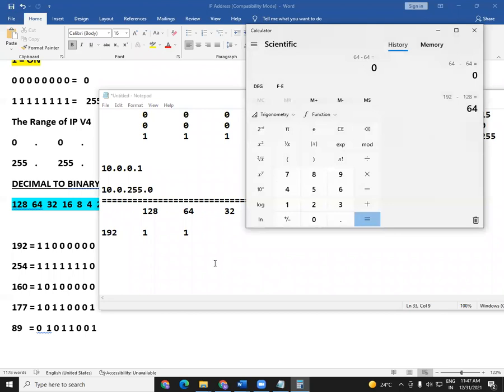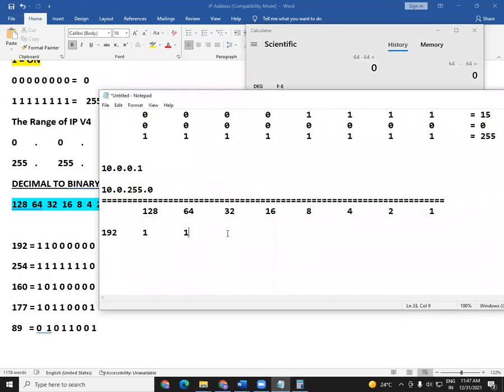0. So once you get a value as 0, then that's it. This is your decimal to binary. We just need to see whether we can subtract this value from this particular value or not. If we're able to subtract, then we can easily get the binary values. Okay, I'll show one more example here.